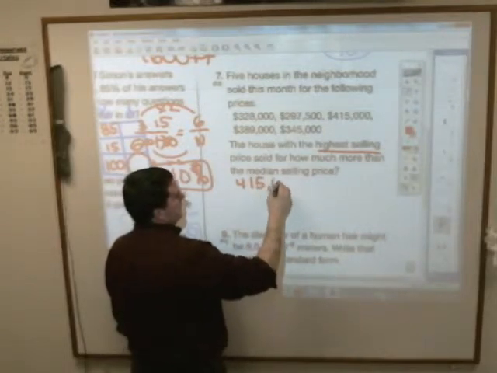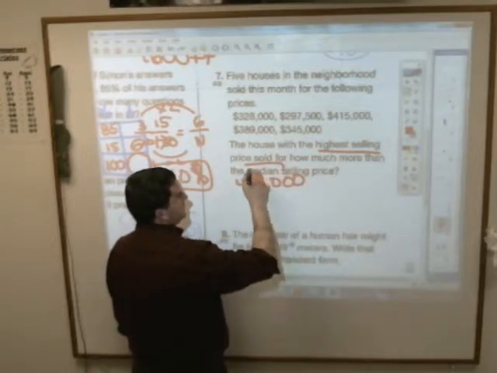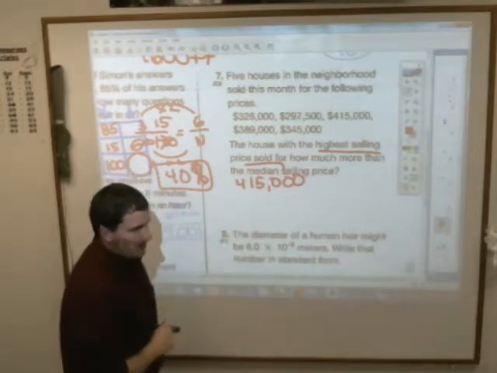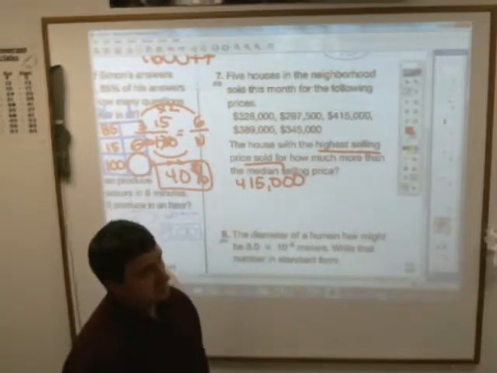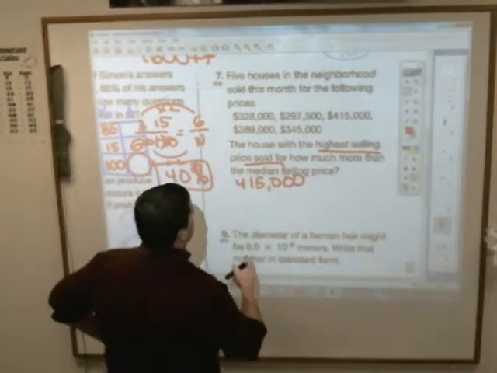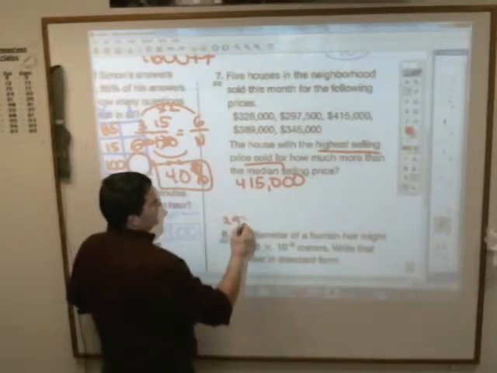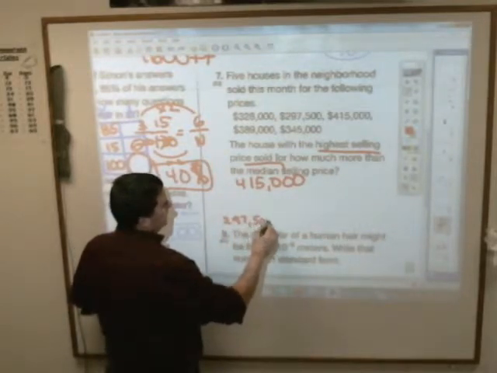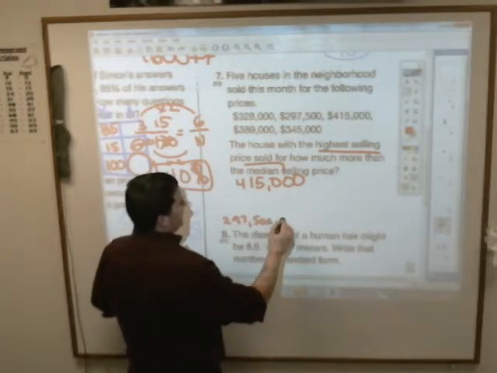415,000. Now, the problem is going to come in, you need to find this thing. What is the median of those numbers? And in order to do that, you have to order them from least to greatest, did you? Yeah. So let's do that down here on the bottom. Smallest one is 297.5. Next one looks like 328, right?